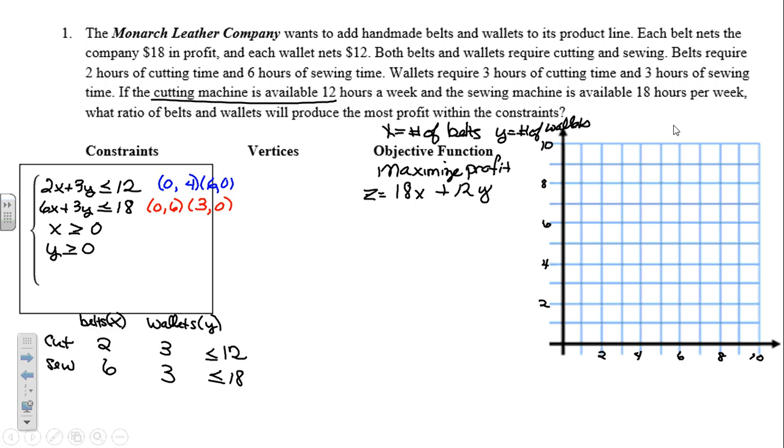Okay. So plot your two lines. Going to be solid lines. And if I want it to be less than or equal to 12, which way am I shading? Towards the origin or away? Towards, right? Because 0 plus 0 is 0, and 0 plus 0 is less than 12. Yep, so I know I'm going to shade toward the origin here.